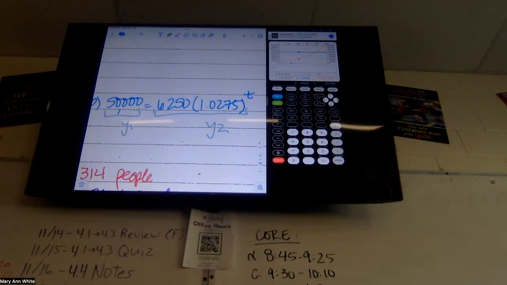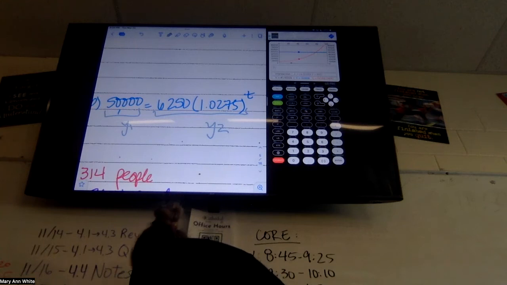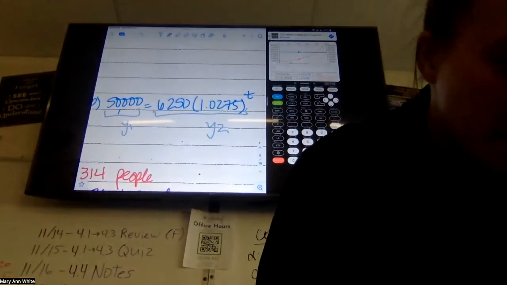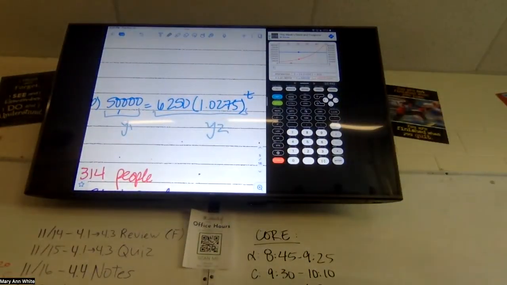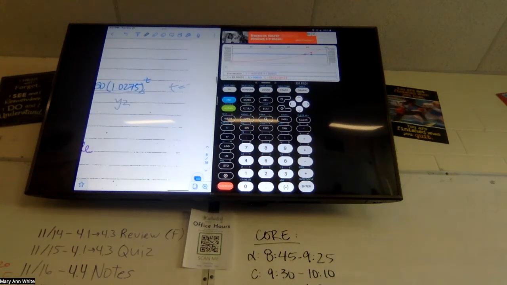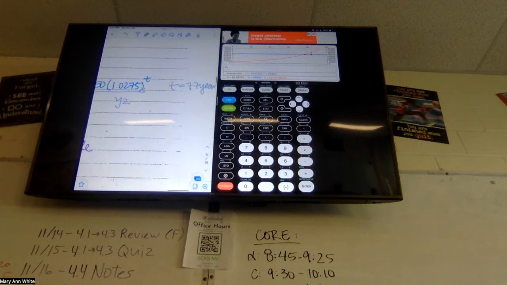Oh, there's a lot going on over here. All right, so you see that point of intersection? I'll make my graph a little bit bigger since we're looking at that. Let's do our second trace, intersect, to find out my left bound, my right bound. It looks like it intersects at about 77. 77 years. All right, cool. Let's flip our paper over.